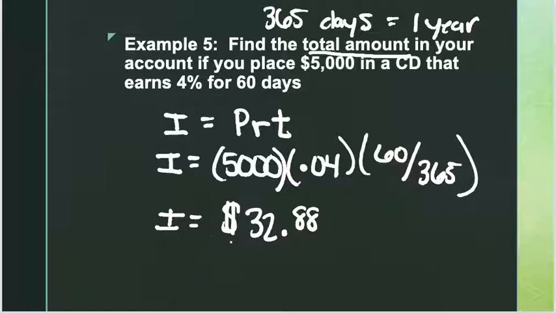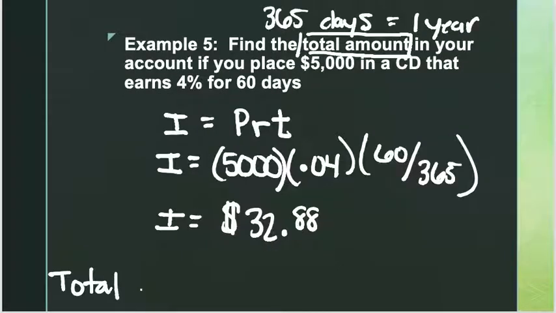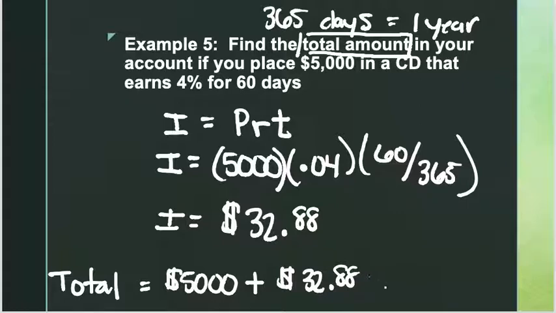So $32.88 is the interest earned. Now remember, I'm looking for the total amount in my account if I placed $5,000. So my total is going to be my initial $5,000 plus my $32.88 in interest, which is going to give me a grand total of $5,032.88.